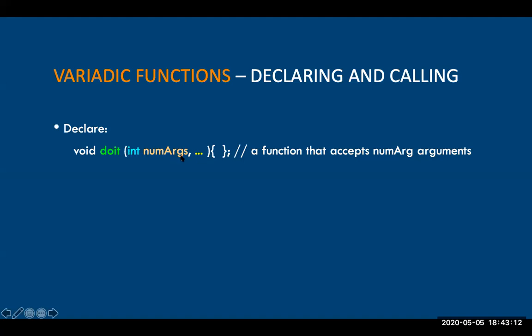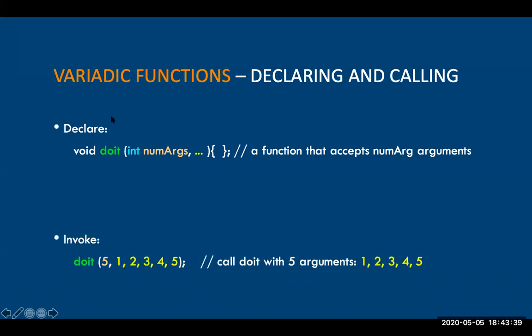And I have to preface that here by saying how many are coming, right? So in this particular approach, our first argument is always going to tell the doit function how many arguments are coming. Even though the doit function will be able to handle 100 or 1,000 or 2 arguments, we have to put the number in this approach that we're talking about here in as the first argument, okay?